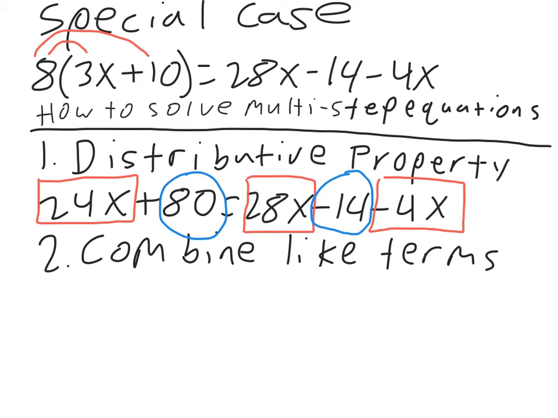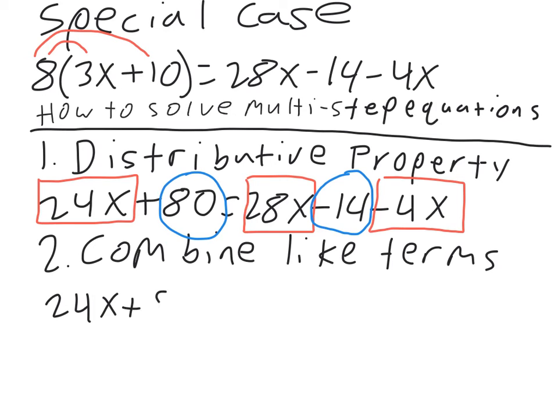Then we combine the terms on each side. On the left side, we only have one red box, just 24x by itself. So that we don't do anything with. We just leave it by itself. So 24x. Same thing with the 80 here. The number by itself stays by itself.